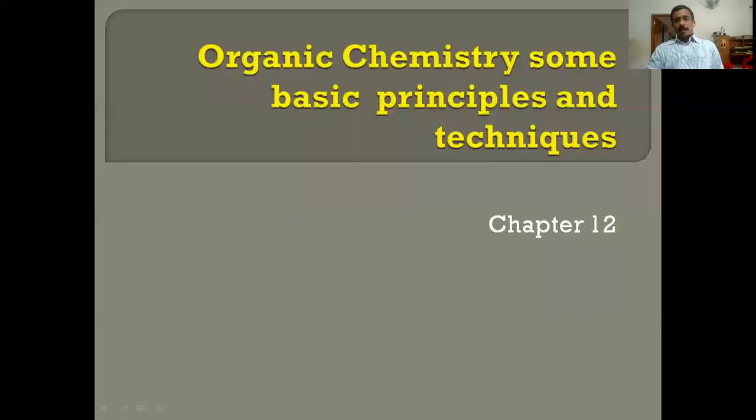Dear students, today we begin a new chapter, chapter 12, Organic Chemistry: Some Basic Concepts. In this chapter, we will study the nomenclature of organic compounds, isomerism in organic compounds, reaction mechanism, and finally, purification and characterization. So here we can see some basic concepts in organic chemistry.